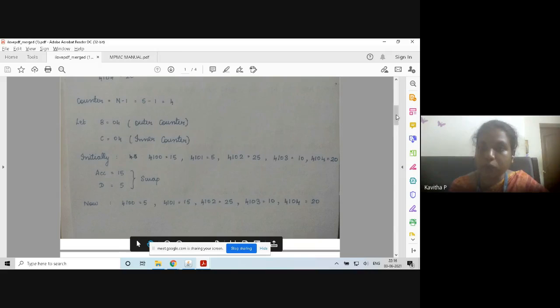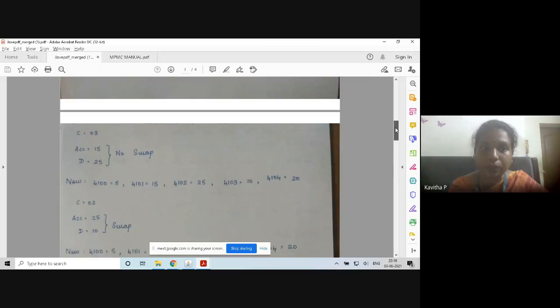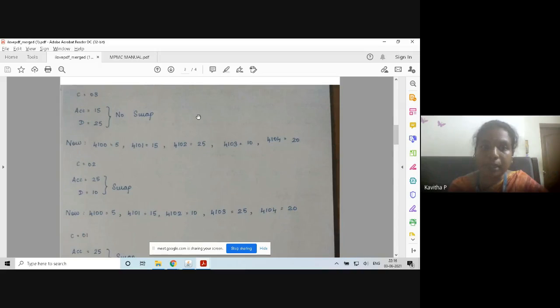Next, what we will do is we will decrement the C register value to 0, 3, and then we will start comparing the second data with the third data. So the first data has been interchanged to 4100 equal to 5. Next, 4101 is equal to 15 and 4102 is equal to 25. So the first data has been assigned to the accumulator and the second data has been assigned to the D register value. On comparing these two numbers, the accumulator is found to have a number which is less than the D register value. So no swapping of numbers will take place.